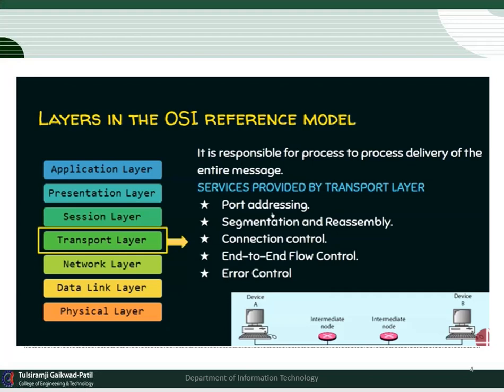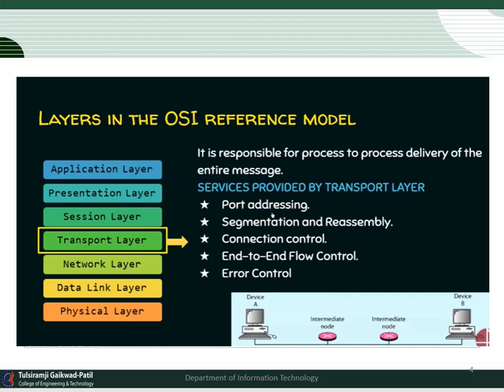The next service provided by the transport layer is end-to-end flow control. Here, consider device A is a fast sender and device B is a slow receiver, right? The receiver cannot keep up with that speed. So we need a speed matching mechanism where the sender and the receiver agree upon a common speed. Whatever the sender sends, the receiver will receive without any loss. This process is called end to end flow control.